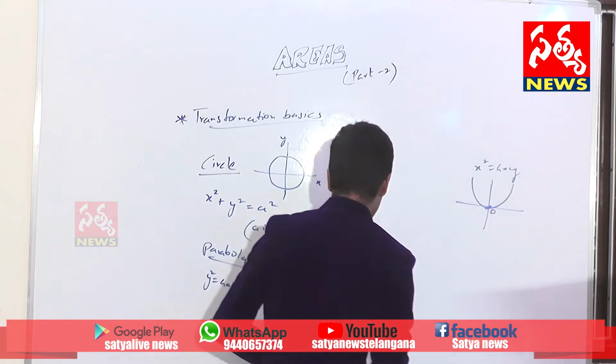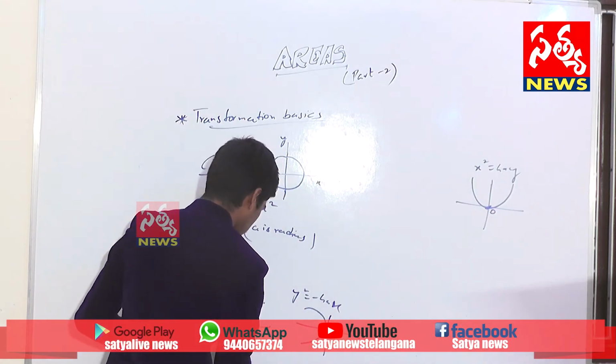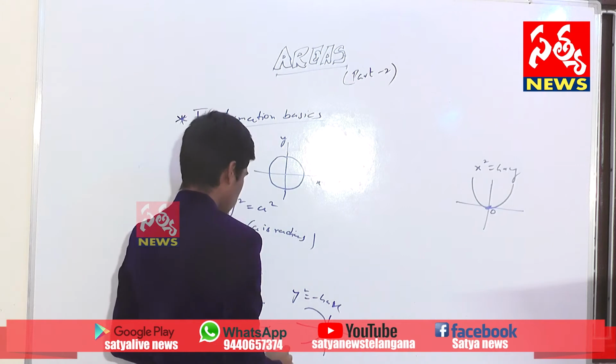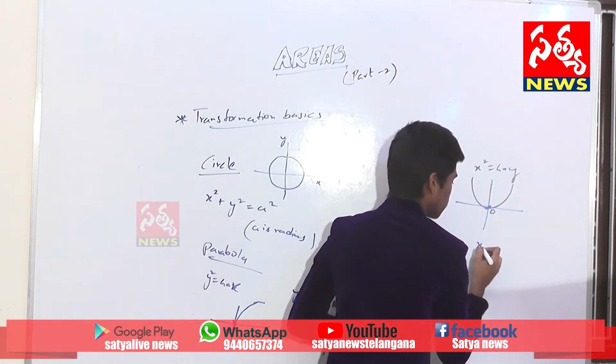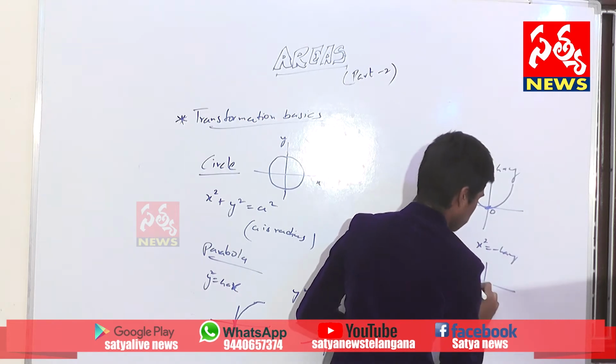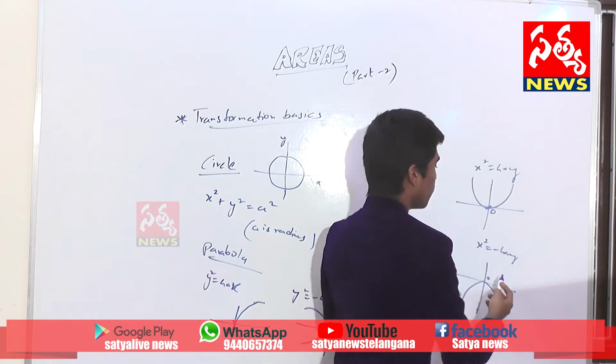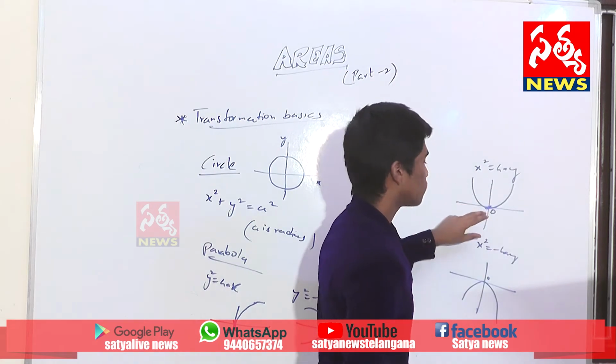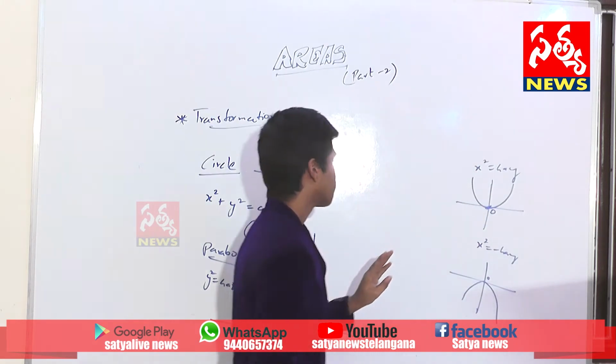These all intersect at 0 or origin. The next is x square equals to minus 4ay. All x square curves are symmetric with y axis.